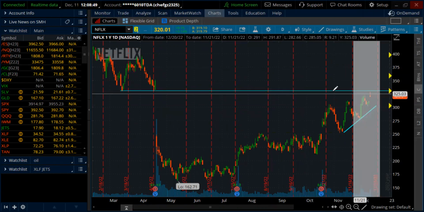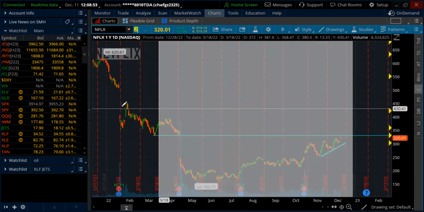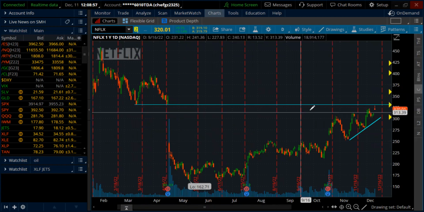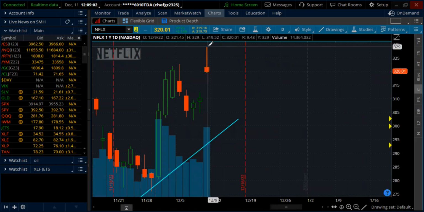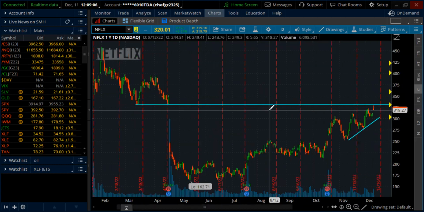We're shy by like $1, as you can see right here. About $1. We're shy. Okay. The gap was filled at around 331. So yeah, we're shy by like $2. Okay. So either way, psychologically, your gap has been filled. Okay.